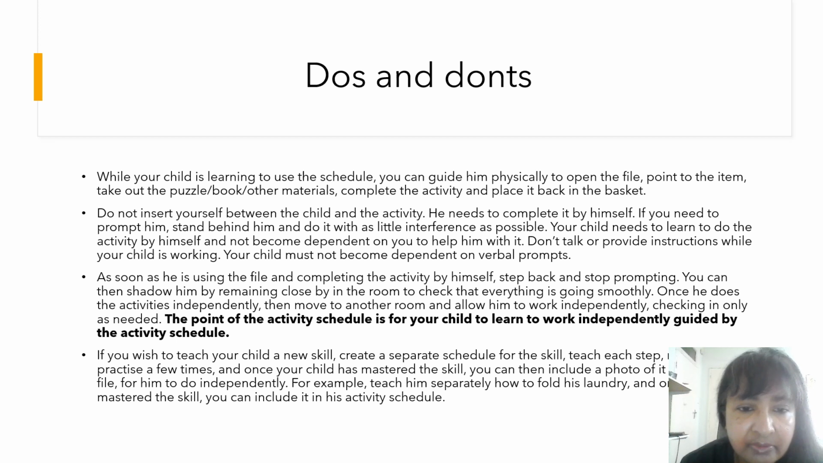The point of the activity schedule is for your child to learn to work independently, guided by the schedule rather than you. So if you wish to teach your child a new skill, then create a separate schedule for that skill, as I've explained previously with the fruit salad example. Teach each step in that schedule, practice it a few times, and then once your child has mastered that skill, then you can include a photo of the fruit salad activity into his activity schedule for him to do independently.